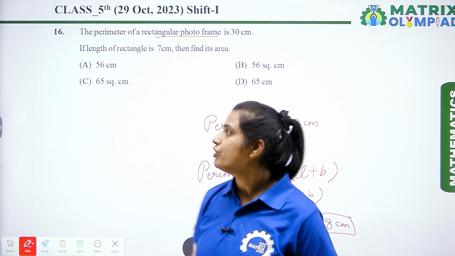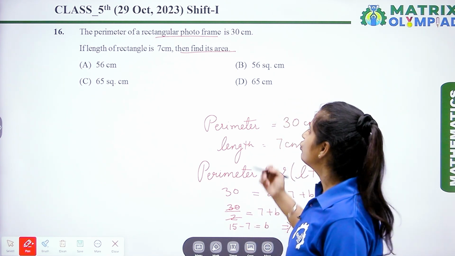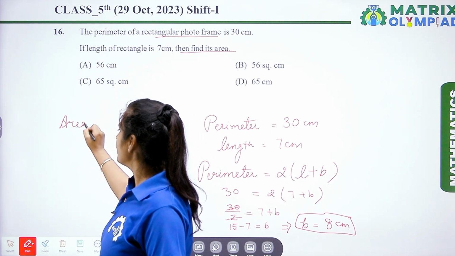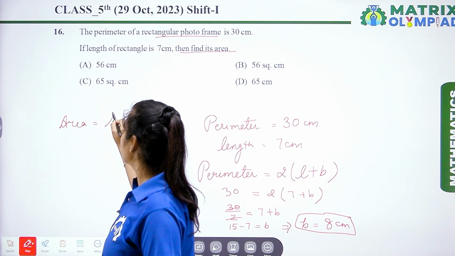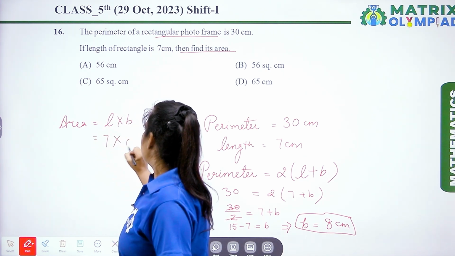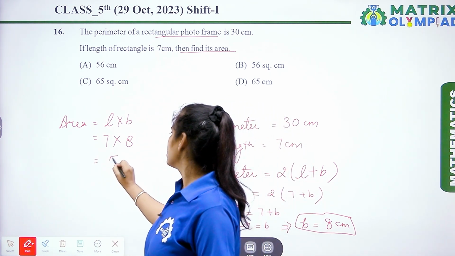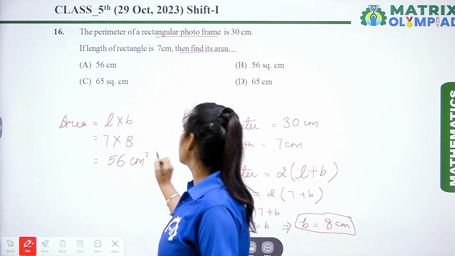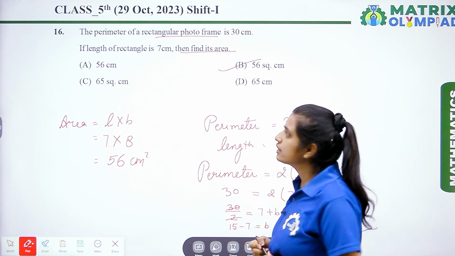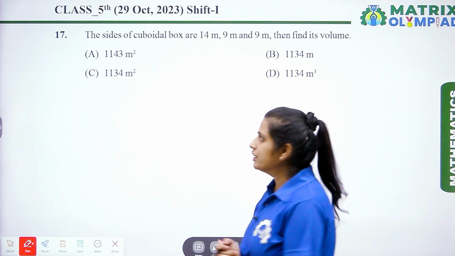Now what we have to do? We have to find out the area of this rectangular photo frame. So for area, what we are going to do? We are going to write down the formula first. L into B. Here the value of L is 7. Value of B is 8. 7 multiplied by 8 is 56. So here 56 centimeter square is the correct answer. Now option B is the correct answer. Now the next question is question number 17.